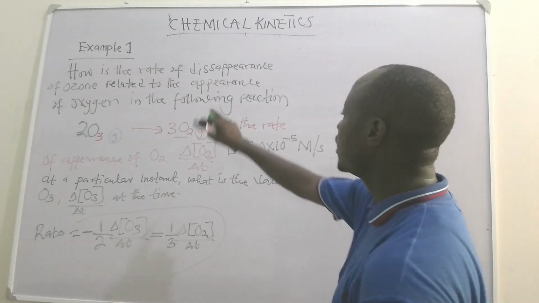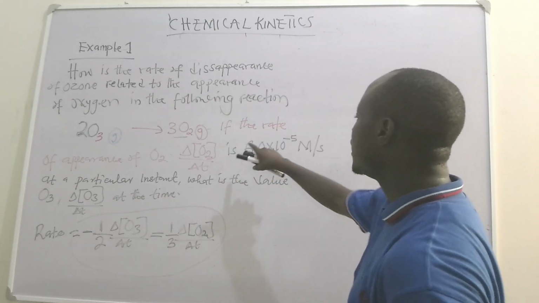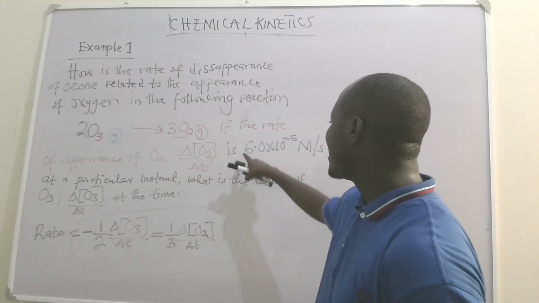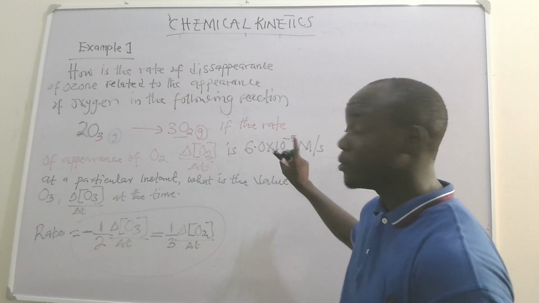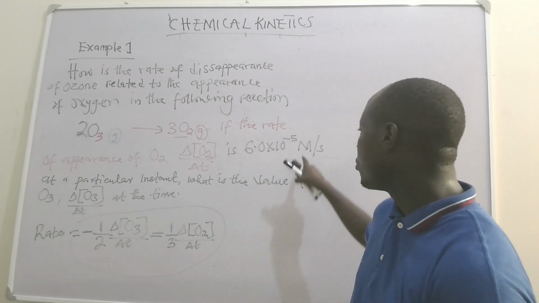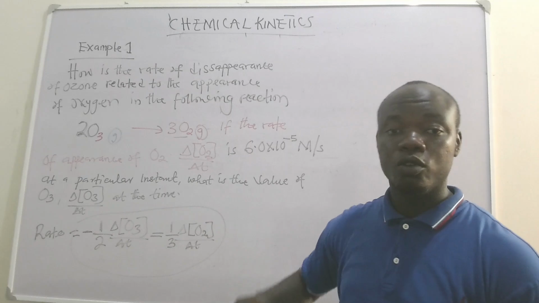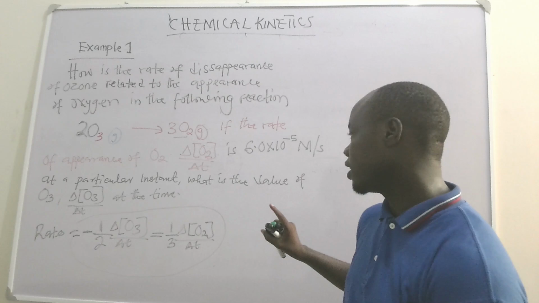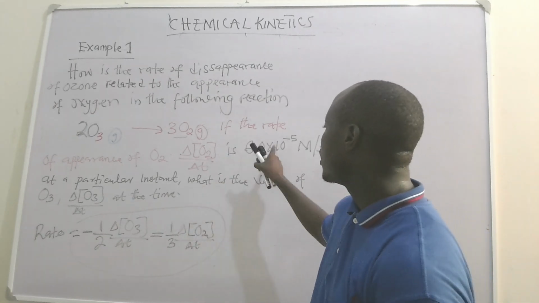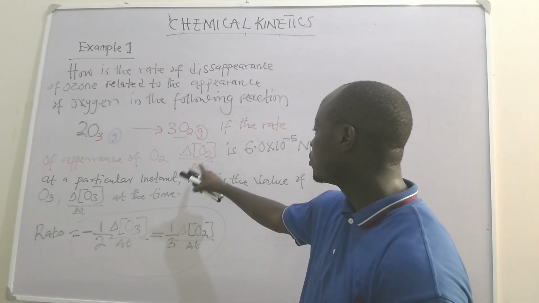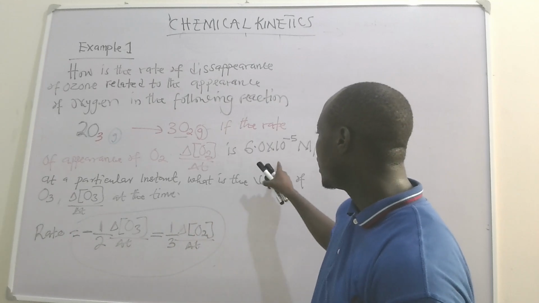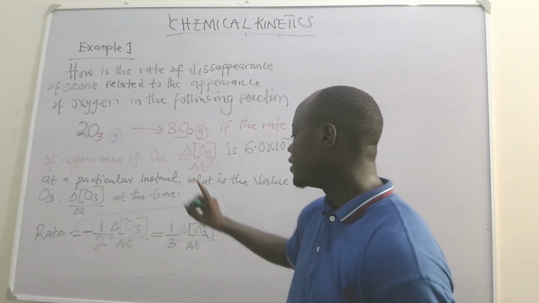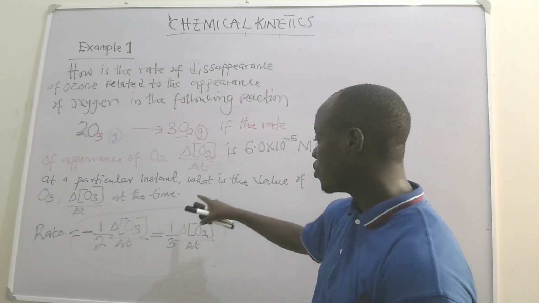Now, after showing the relationship, the next thing: the rate of appearance of oxygen is given as 6.02 times 10 raised to the power of minus 5 molar per second at a particular instant. And I forgot to tell you that the SI unit for the rate of the reaction is molar per second.